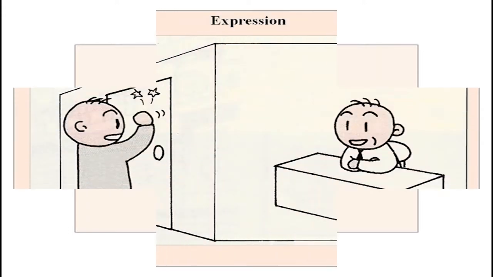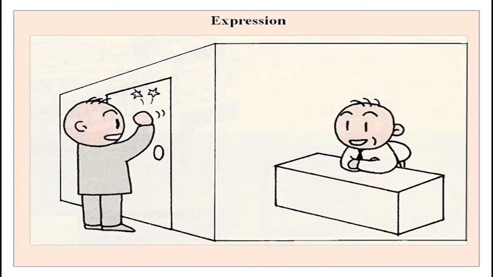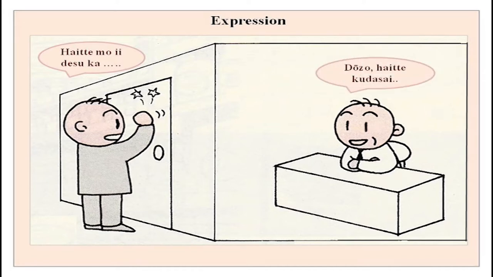And we have a small expression for you now. This you have done earlier as gomen kudasai and dozo. Now, you have haitte mo ii desu ka. Sumimasen, haitte mo ii desu ka. Another expression, te mo ii desu ka, we have just done. So, dozo haitte kudasai. Asking permission before entering is what it means. You could say simply gomen kudasai, knock knock, gomen kudasai.